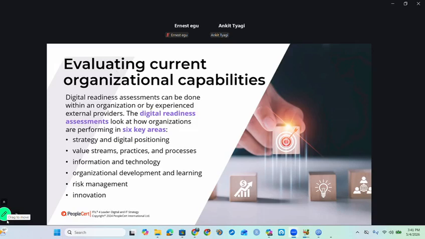The digital readiness assessment looks at how an organization is performing in 6 key areas. One, the strategy and the digital positioning. Second, value streams, practices, and processes. Third, information and technology. Fourth, organizational development and learning. Fifth, risk management, and sixth, innovation. So against these capabilities, organizations are evaluated. They see how ready we are in terms of beginning the digital transformation.